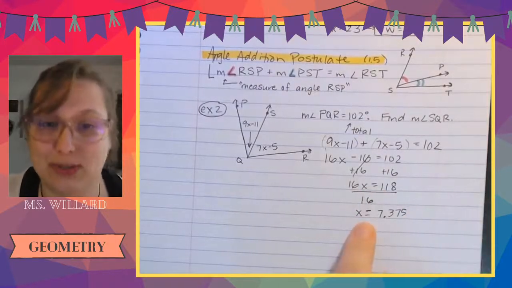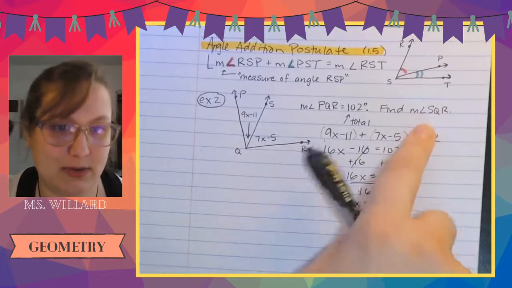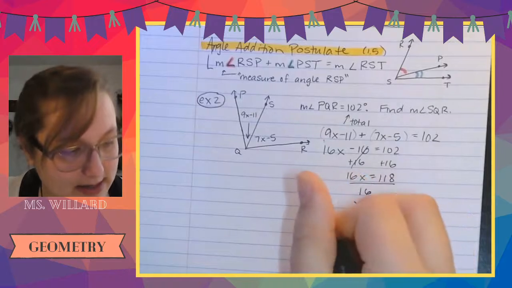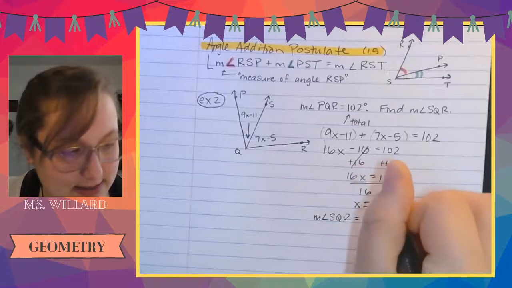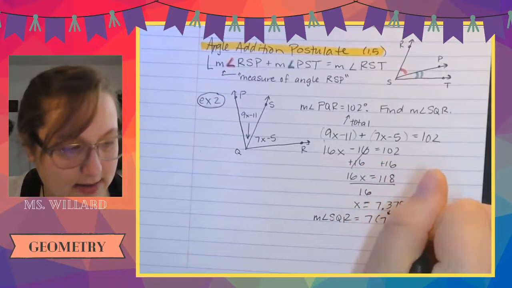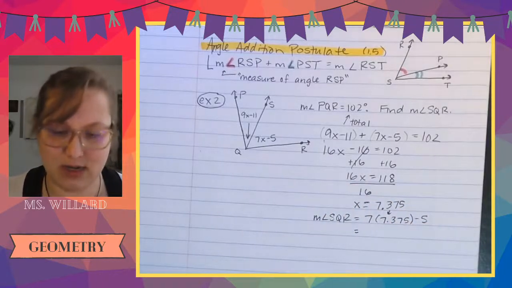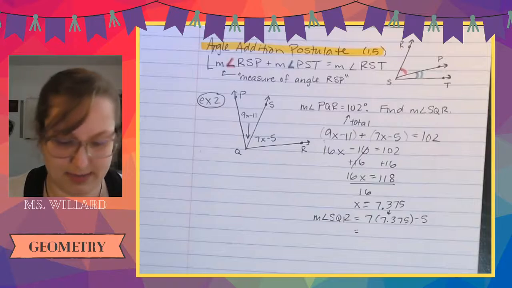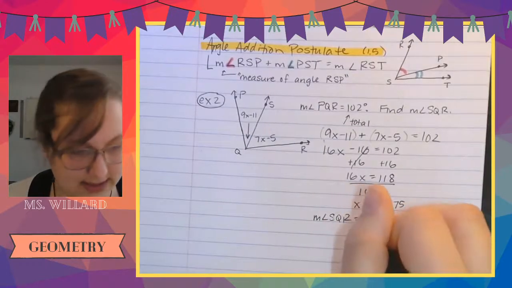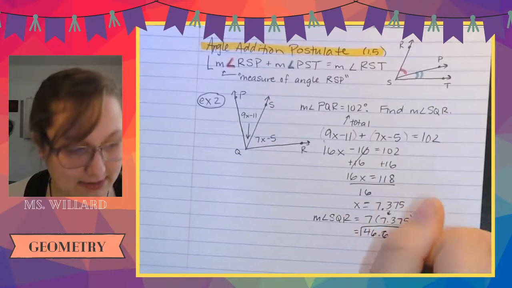Sometimes the question will ask you for the value of x, and that would be the end. But this question is asking me for the measure of the angle SQR. So what I need to do is plug that back in. So the measure of angle SQR is equal to 7 times this minus 5. And so I asked my handy dandy calculator for that information. 7 times 7.375, and then minus the 5, gets me to 46.625 degrees. And that would be my final answer.